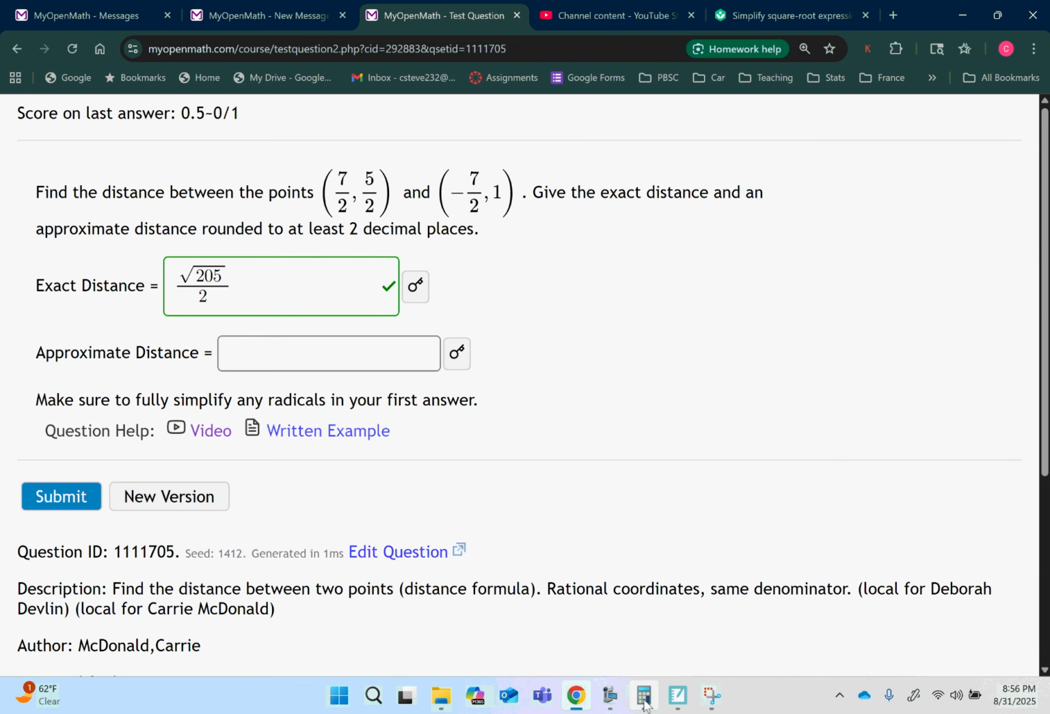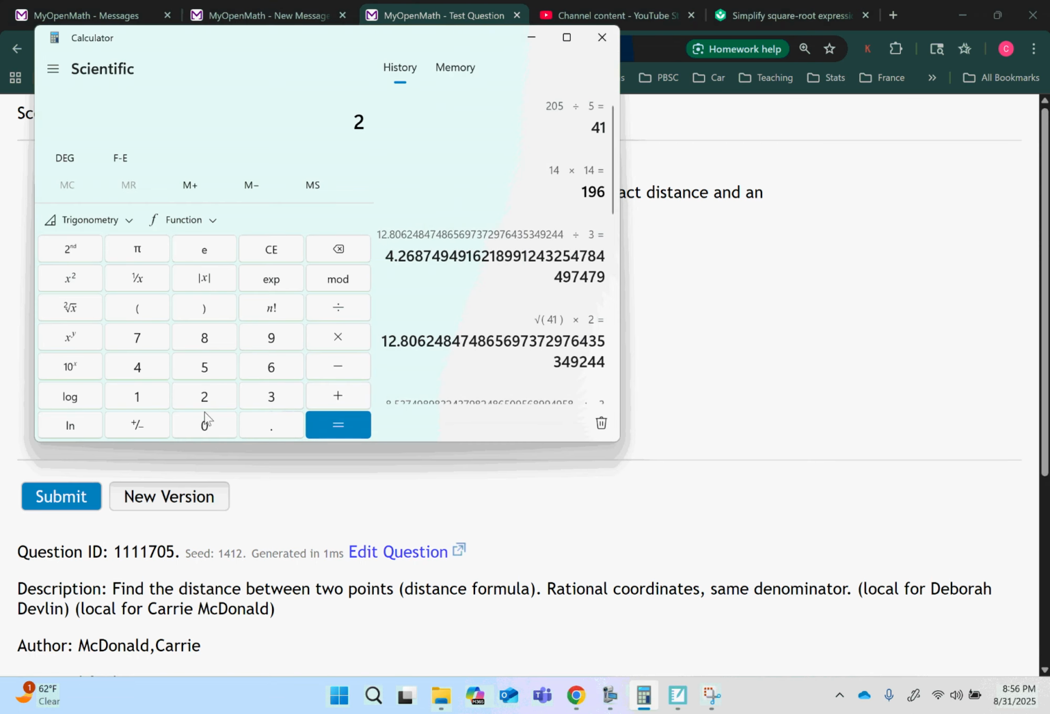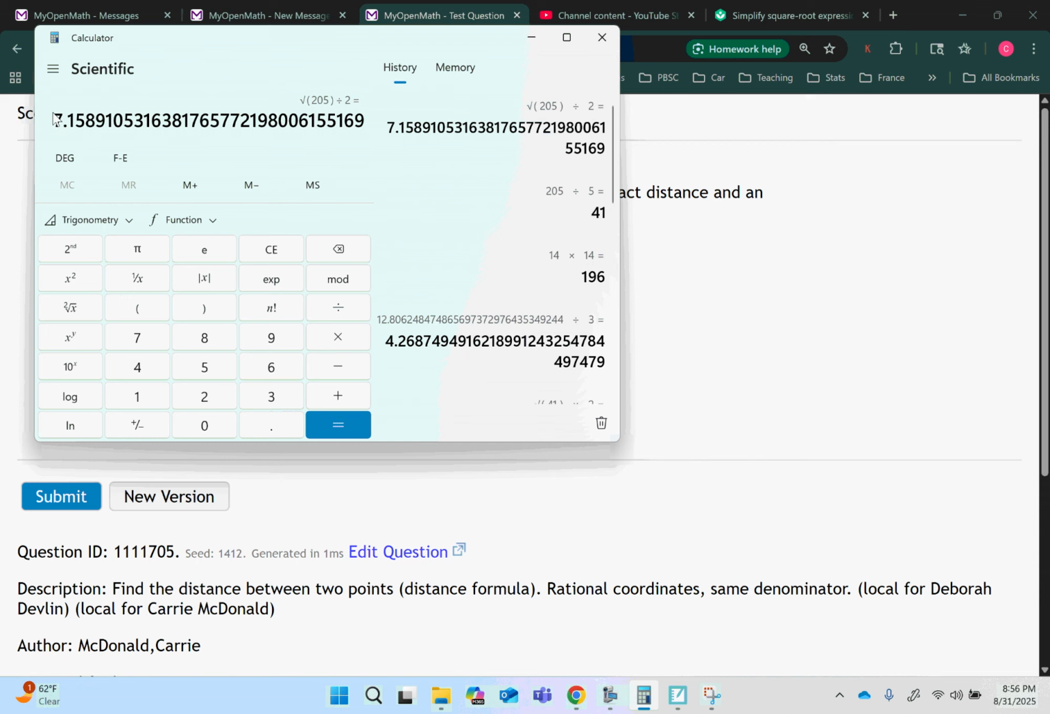So I'm going to put 205 in, then square root that, and then I'm going to divide that by 2. So that would be 7.16.